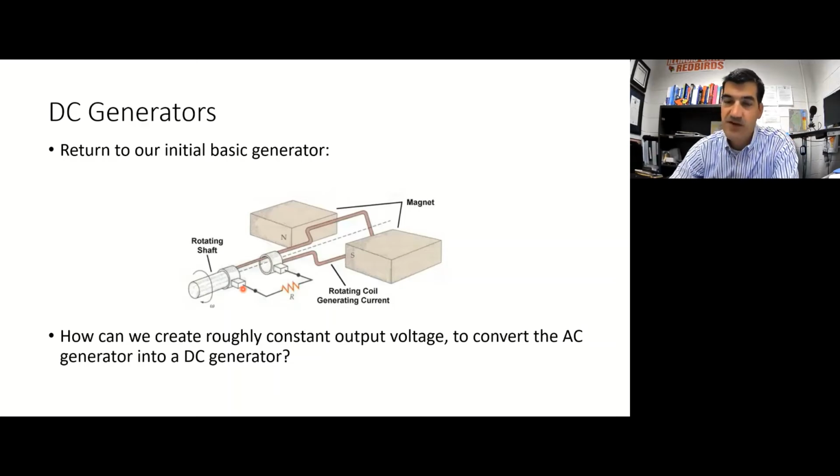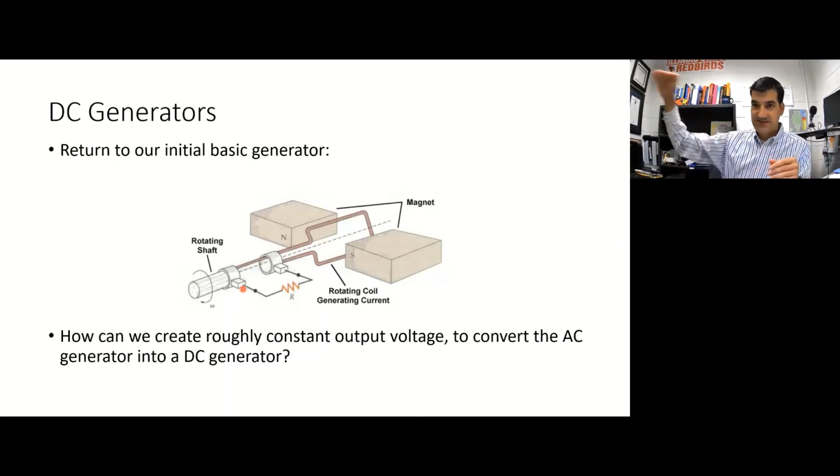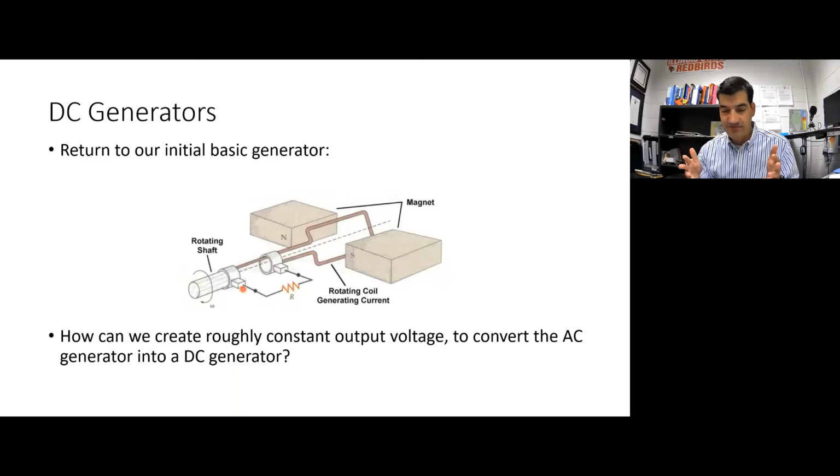All right, so a first step that we could do to get towards a solid, consistent DC output is, can we at least get all of our output voltage to be positive? It may not be a steady, consistent DC voltage, but can we at least get our output voltage to be positive and never negative? All right. It turns out you can actually.